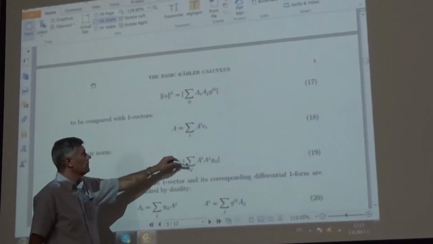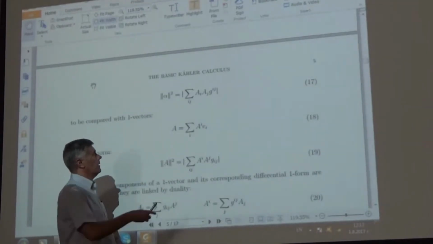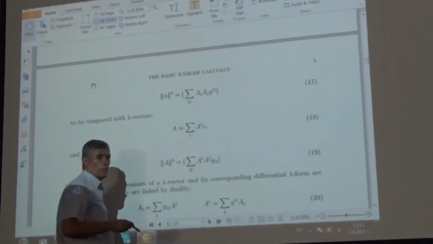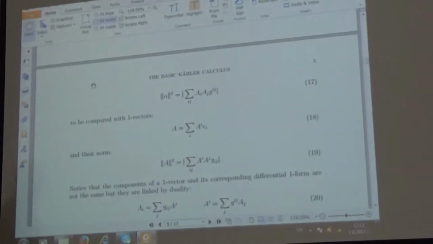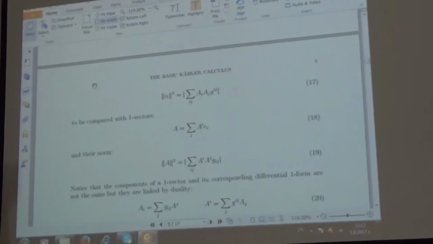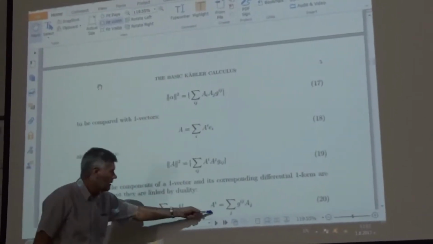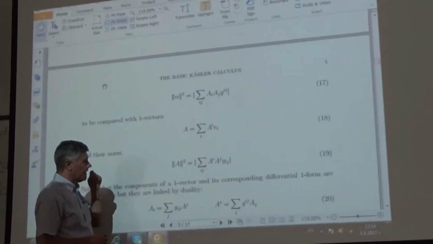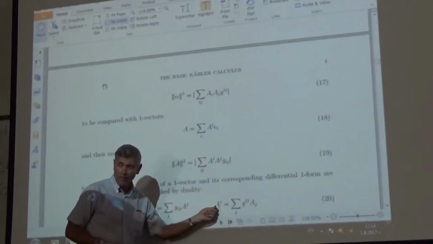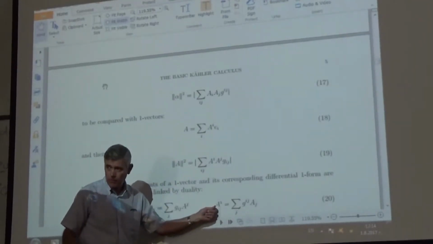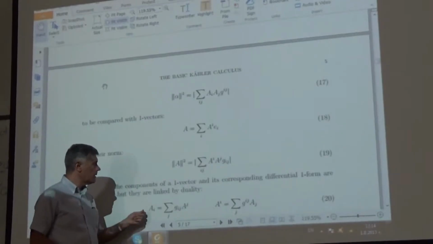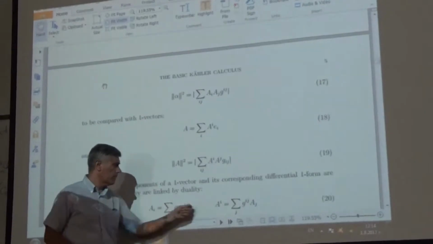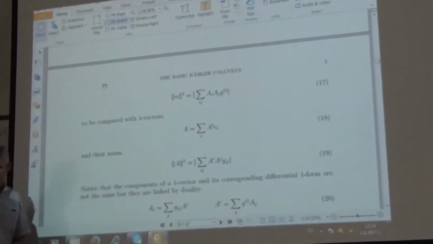For a vector, the norm is found in this way. These components are obtained by multiplication and contraction with the metric tensor, in this way. Okay? This is the relation between vectorial components in a vector basis and components of a differential form. The relation is to pass from one to the other.